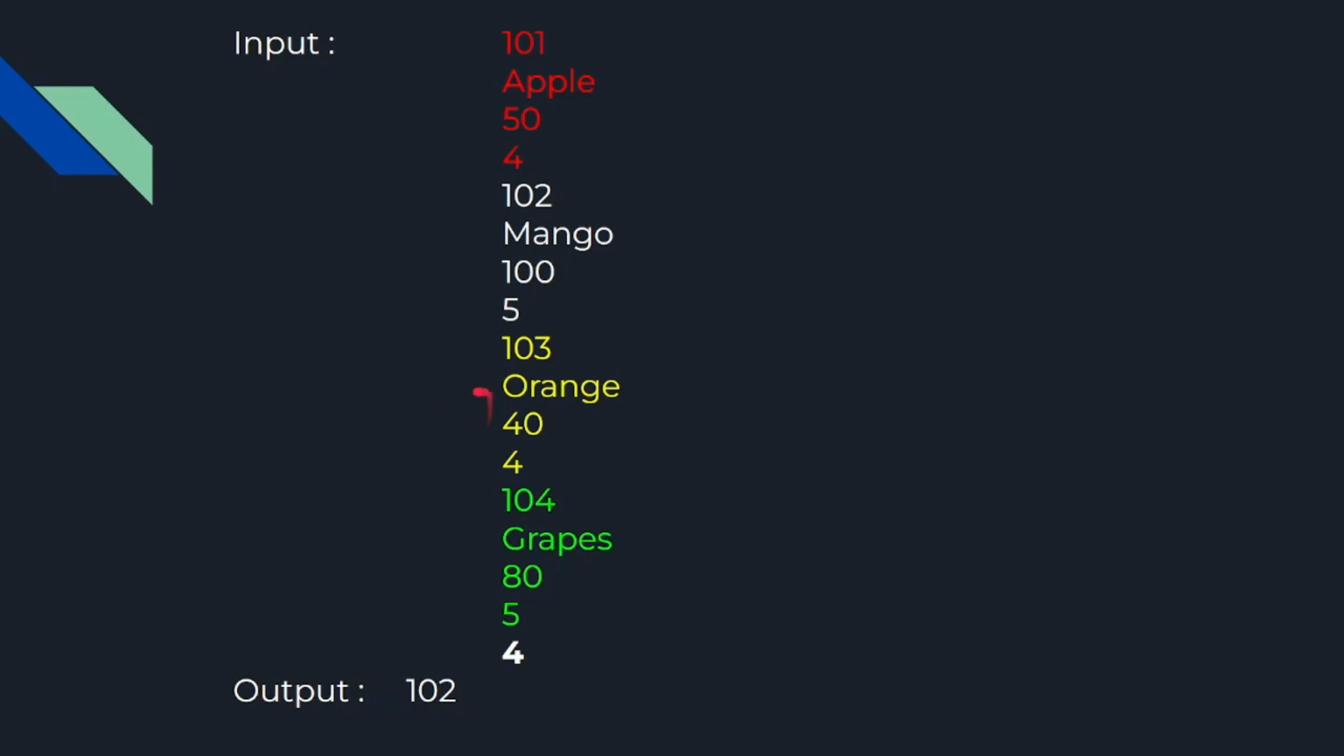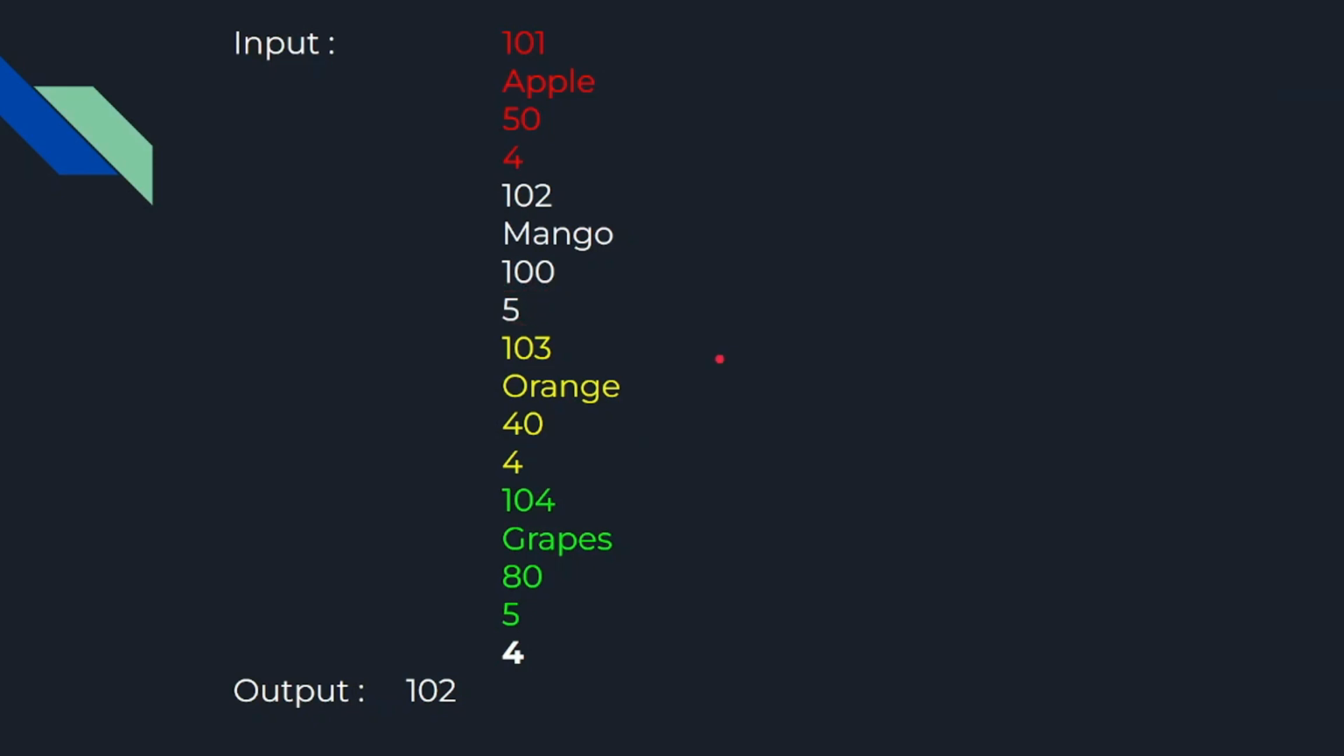Then it will go to the next object and it will check whether the rating is greater than 4. Here it is not greater than 4, so it will not check for the price. Then it will go to the next object which is having ID 104. Then it will check whether the rating is greater than 4. Yes, here the rating is greater than 4. So it will check for the price and will compare whether the 80 is greater than the current maximum price, which is 100. It is not. So it will print the ID of the fruit which is having the rating greater than the given rating and the highest price.